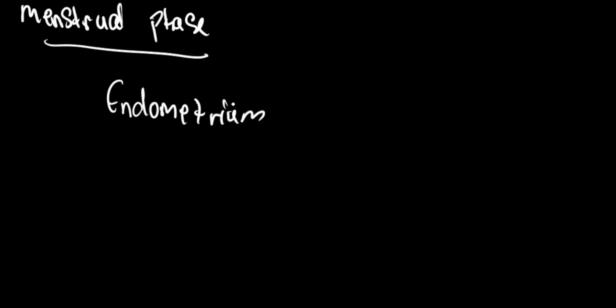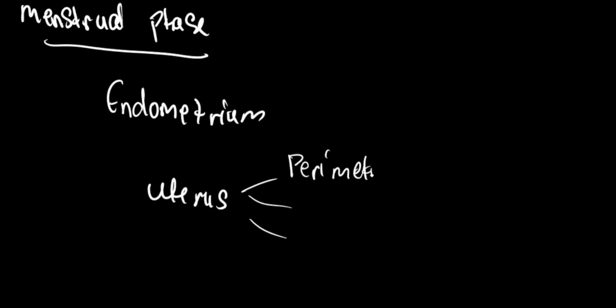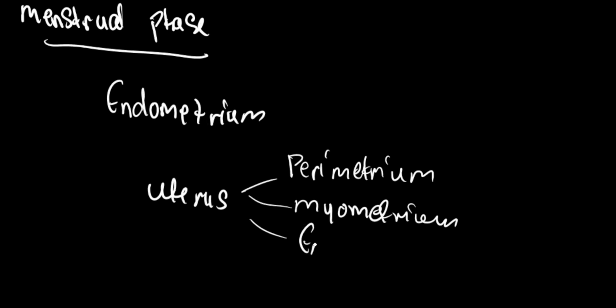Of course, in our video on the female reproductive system, we took a look at the uterus, and we said the uterus has three layers. So we have the perimetrium, which we said is continuous with the peritoneal lining of the abdomen. Then we saw the myometrium. And then lastly, the endometrium.